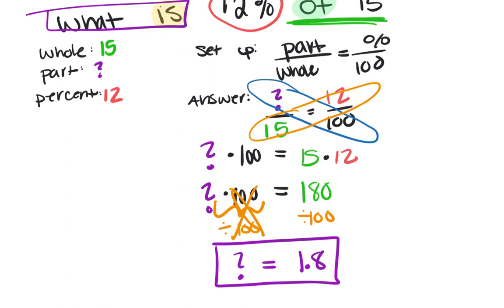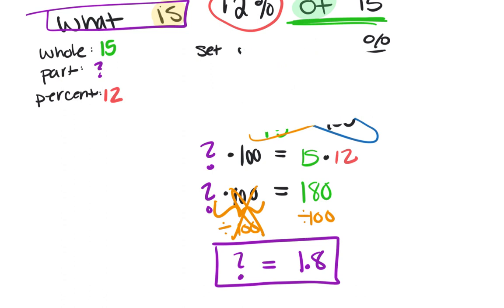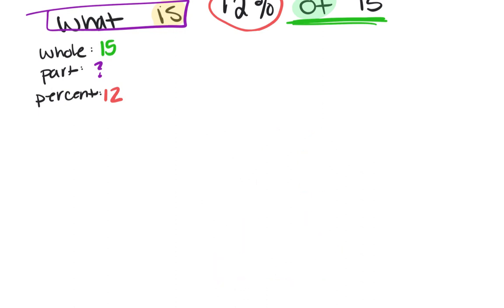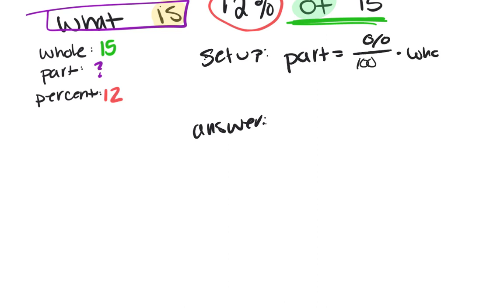So the next method is the equation method. And the nice thing is, I've already sorted part, whole, and percent, so I'm not going to do that again. We have our setup, and we have our answer. So the setup for this one is that the part is equal to the percent divided by 100 times the whole. Actually, I'm going to start left to right. I don't know what the part is, so I'm going to put my question mark there. Is equal to, my percent is 12, divided by 100 times, and then the whole is 15.